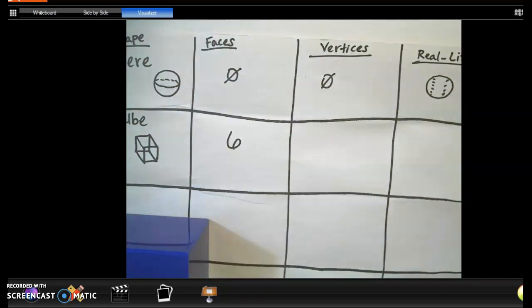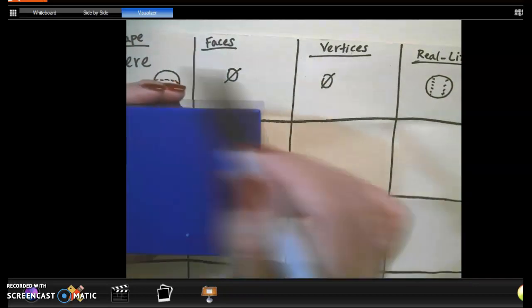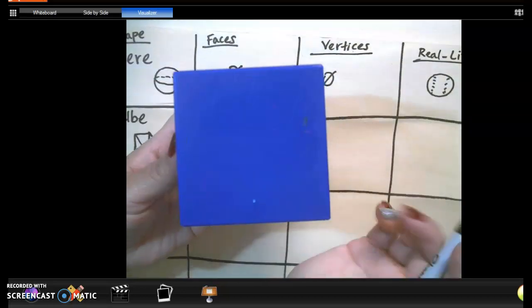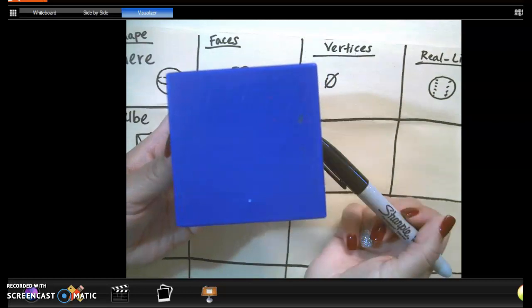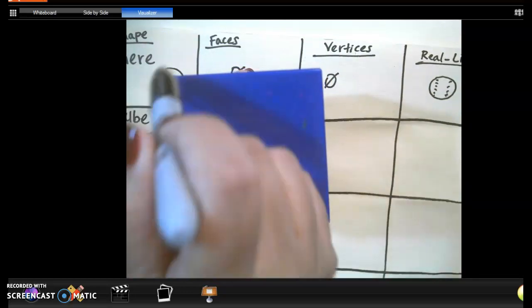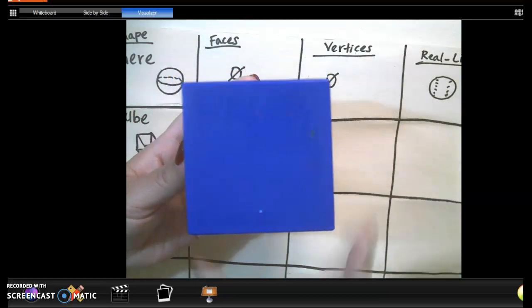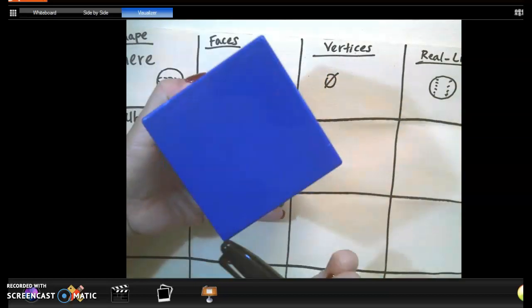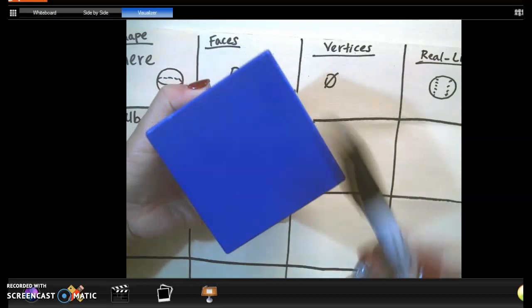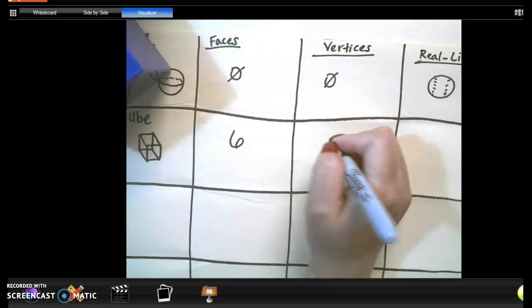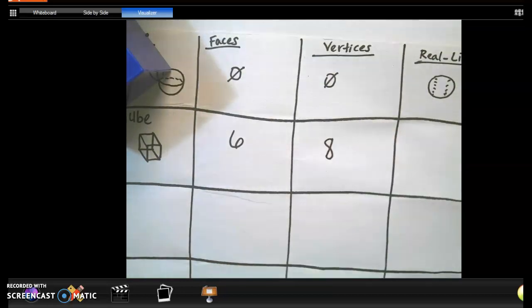The vertices are the corners or where the sides meet, and this one does have vertices. And you have to count the ones on top and then the ones on the bottom. So let's count them together. That's 1, 2, 3, 4. Then we're going to turn it: 4, 5, 6, 7, and 8. So the cube has 8 vertices, alright?